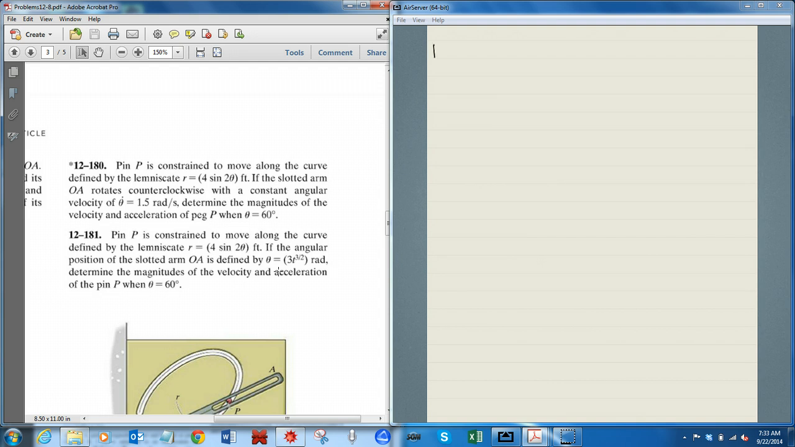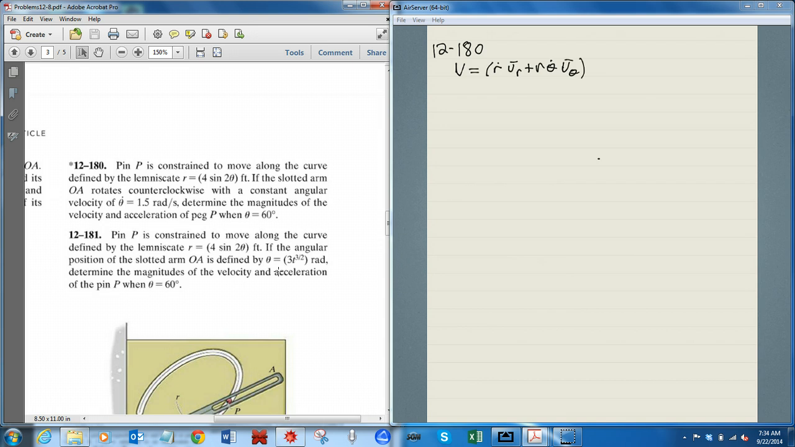Okay, so this is 180. Velocity. And this is a vector. Velocity equals, let's see, it's r dot u r plus r theta dot u theta.